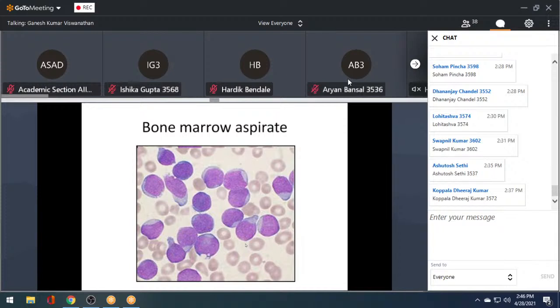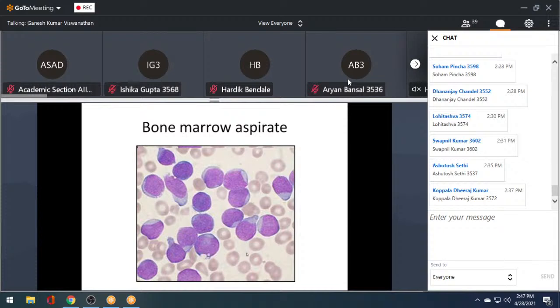You look for Auer rods, isn't it? Auer rods would be myeloid blast. So that is another thing you see. Auer rods. These are not of the lymphoid family. So they appear like lymphoblasts. And you have to look for the presence or absence of nucleolus also. The nucleolus is a light colored structure present within the nucleus.